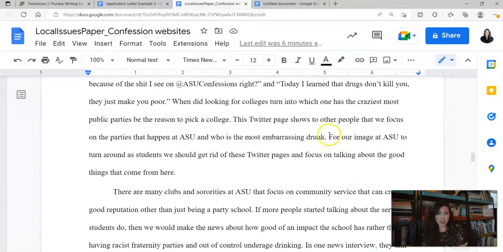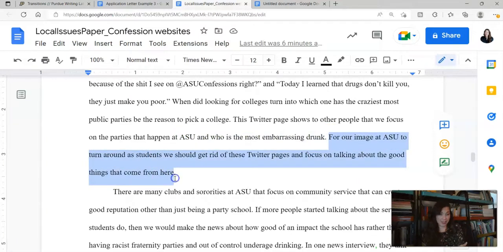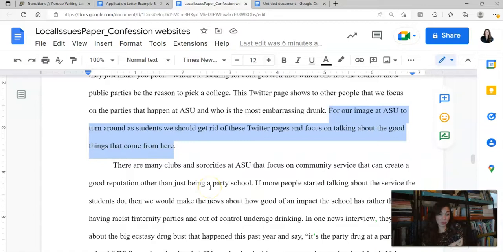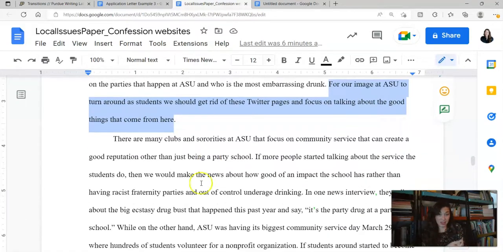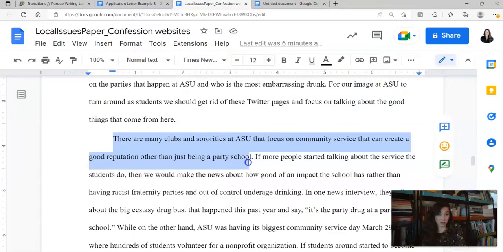So for our image to turn around at ASU, we need to get rid of these pages and focus on the good things. So you can see they're already signposting what's going to come. So what do you think the next paragraph is going to be about? The good things about some of these clubs and sororities on campus. Okay? And that's what they do. They have a good reputation, and we can do more than just be a party school.